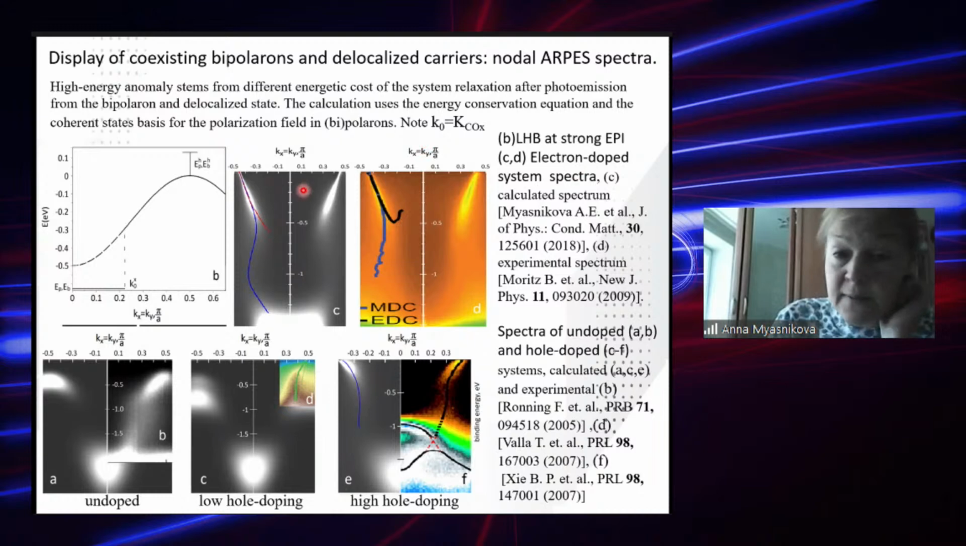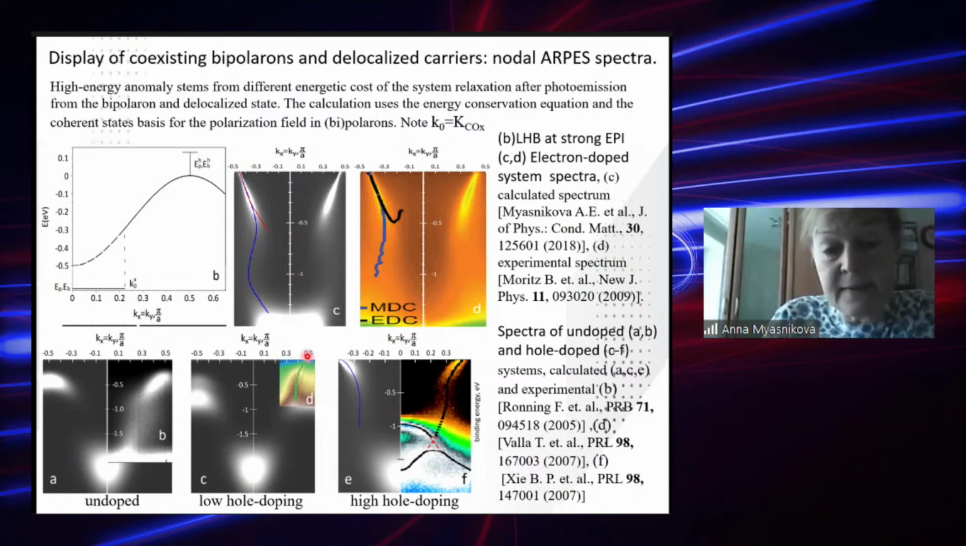Here in the upper row are the results for the electron-doped system, it is our calculation. It is the experimental result from this paper. The bottom row represents results for hole-doped, undoped, and hole-doped systems. The calculation is the same work, and the experiments are in these three works. The left panel shows our calculation, and the right panel in each of these figures represents the experiment. It is an undoped compound, low hole doped, and high overdoped with holes sample.